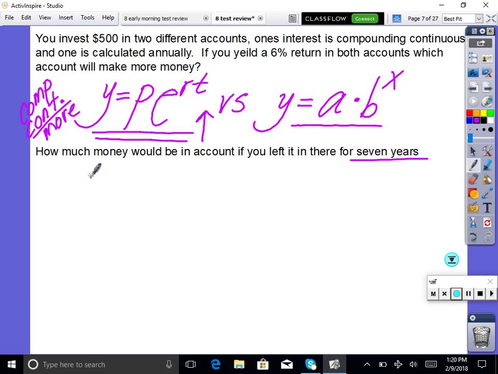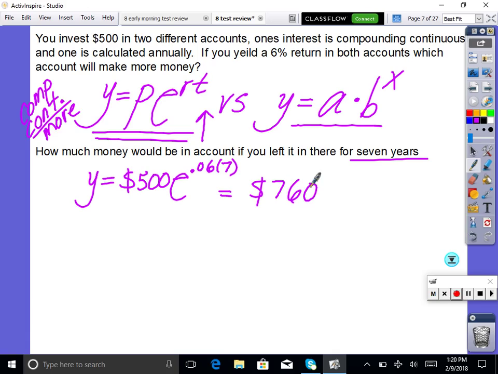So let's calculate each. First, I'm going to calculate PERT. So y is equal to, we put down 500. E, remember with PERT, you just change it to a decimal, but you don't add the 1. So 0.06 times 7. And the amount of money that they do have is $760.98.